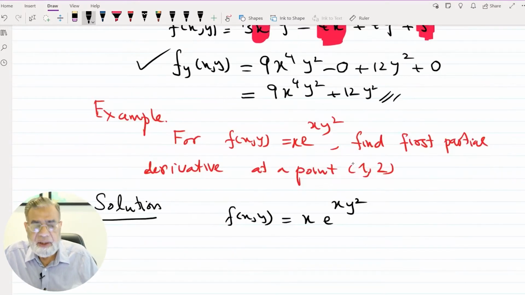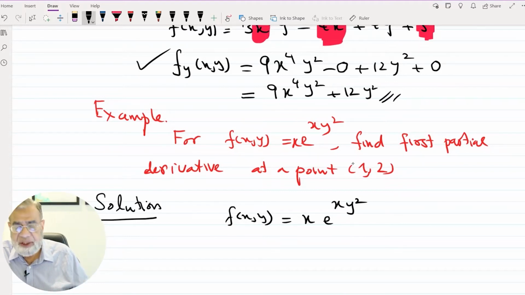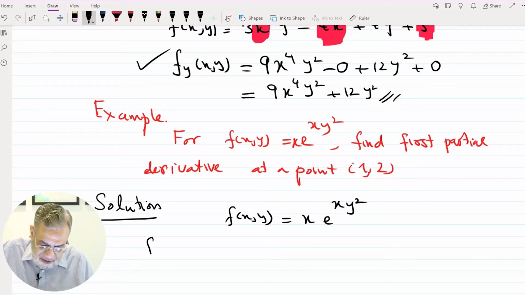I take another example, and here is my function: x times e to the power x y squared. We want to find the first partial derivatives and find their values at the point (1, 2). First we find the first partial derivatives, f_x and f_y, and then we find their values. First I find the partial derivative with respect to x.